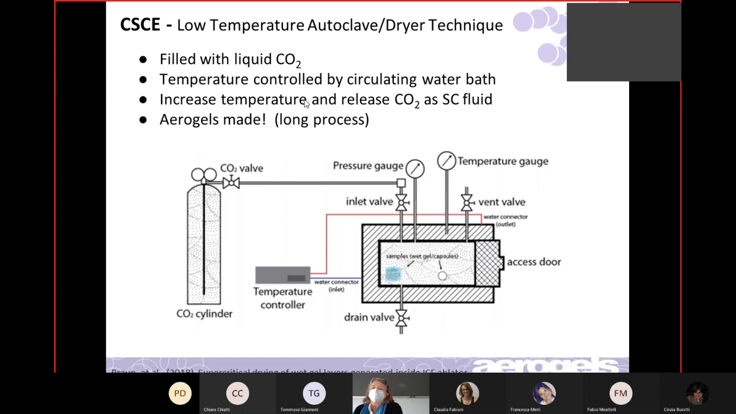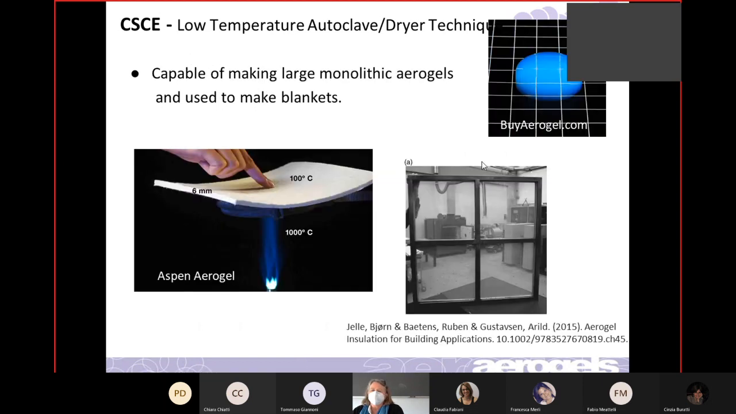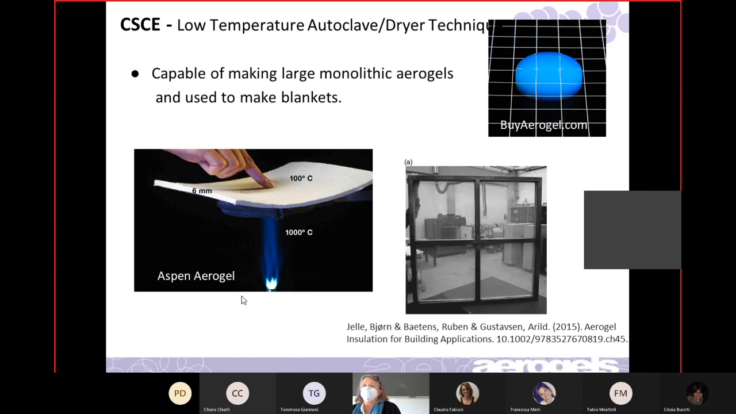But the advantage of this process is that you can get these big, beautiful, monolithic aerogels. So it's similar in length to ambient or freeze drying, but you're capable of making really big monoliths. This one is like 20 centimeters, 40 centimeters by 40, a big window that they made, I think in Sweden, but you can see these are big, huge pieces of aerogel.